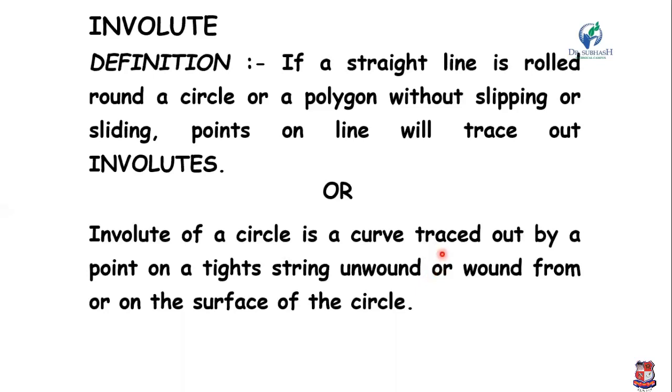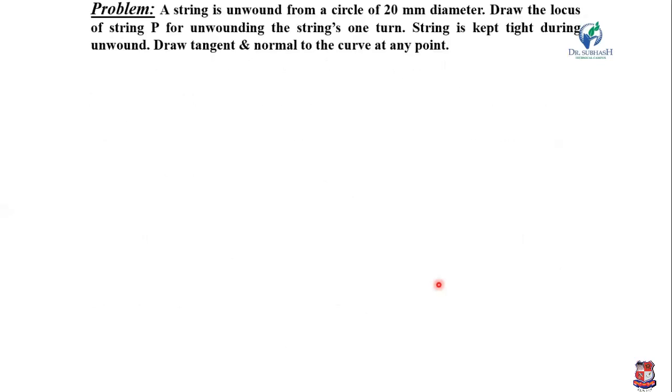Now let us see how to draw the involute. Let us understand by one example. Use of involutes are gear profiles. Different gear profiles have an involute shape. A string is unwound from a circle of 20 mm diameter. Draw the locus of the end point P. So here is one circle of diameter 20 mm, and the string is unwinding from that circle. You have to draw the locus of that point P.